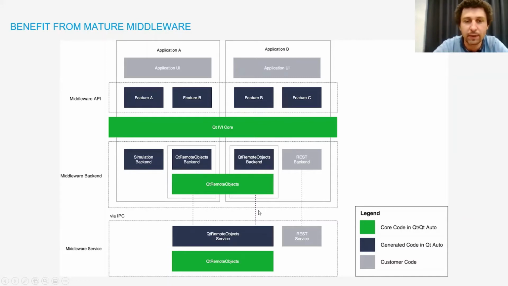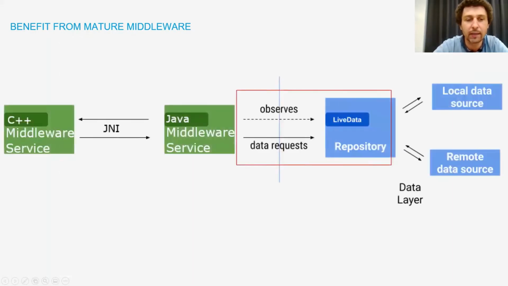And as you can see from this picture, most of the parts are either delivered by the Qt IVI module, like Qt IVI Core, by Qt itself, like Remote Objects, or can be generated using the generators from the Qt IVI module. So regarding the service implementation, here also, it really nicely binds to the patterns that are offered by Android Automotive.